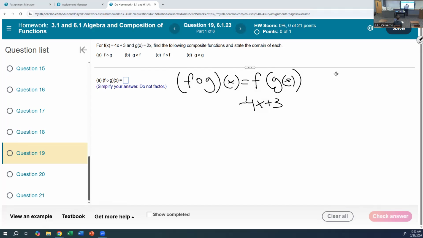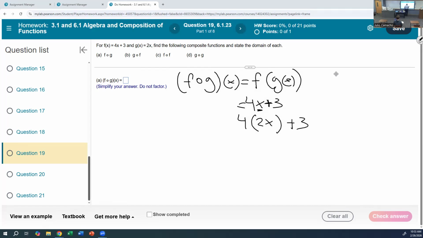Now, you need to replace this x by the g of x equation. What is the g equation? 2x. You replace this x by 2x, and don't forget your plus 3. That is something that a lot of people forget. They replace the x, and they forget to put the 3. And again, then just solve: 4 times 2x, and it's plus 3.